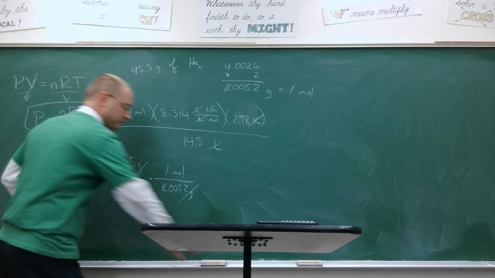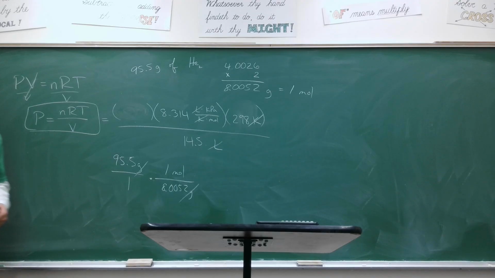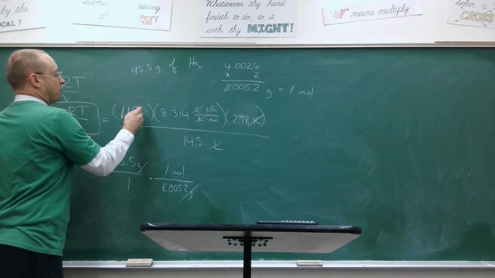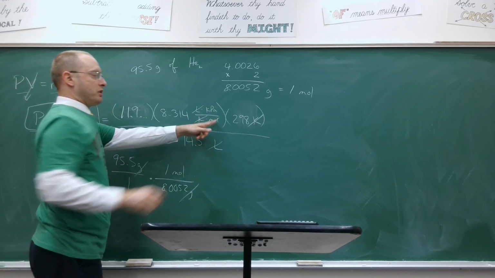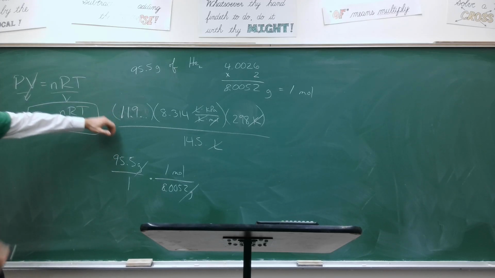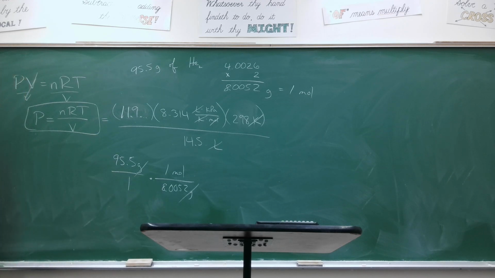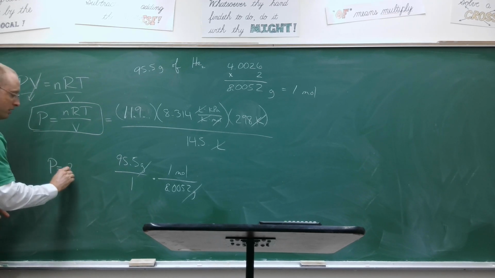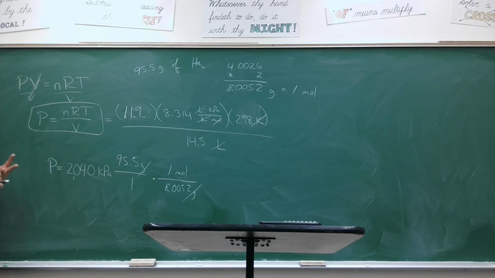How many moles do we get? 11.9. Somebody else get the same thing, 11.9? 95.5 divided by 8.0052? Yep. 11.9, and it keeps on going. All right, that number of moles cancels with this moles. And so there's our kilopascals for our answer. We're going to take that 11.9 times 8.314, times the 298, divide away the 14.5, and that gives us what pressure? What did you get, Olivia? 2,040 kilopascals. That's rounded to 3 sig figs?